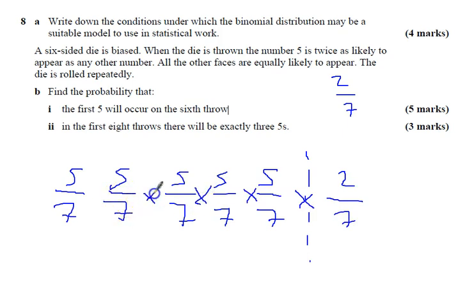Now obviously for the calculator it'll be much easier to do all of that, 5/7, do it as a power, 5/7 to the power of 5, and then times 2/7. Do that on the calculator and we should get the probability.